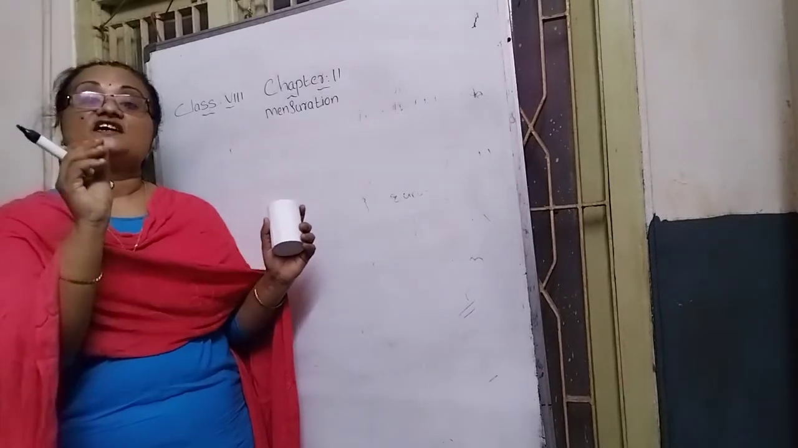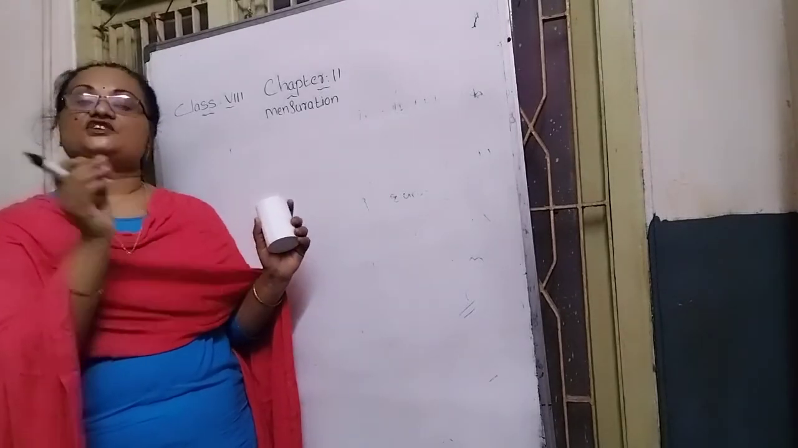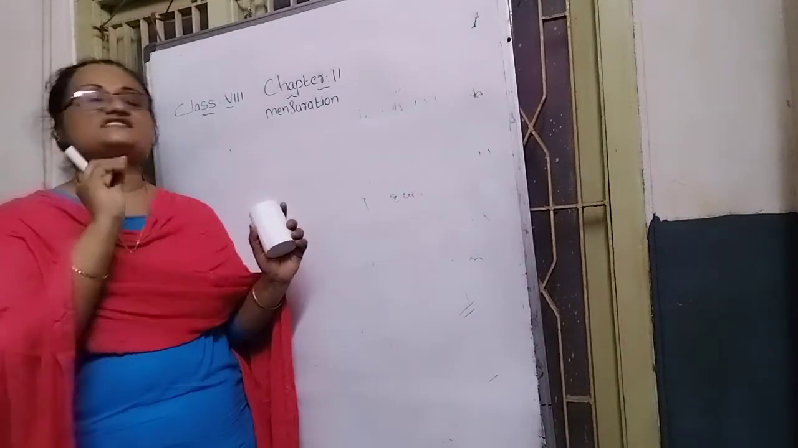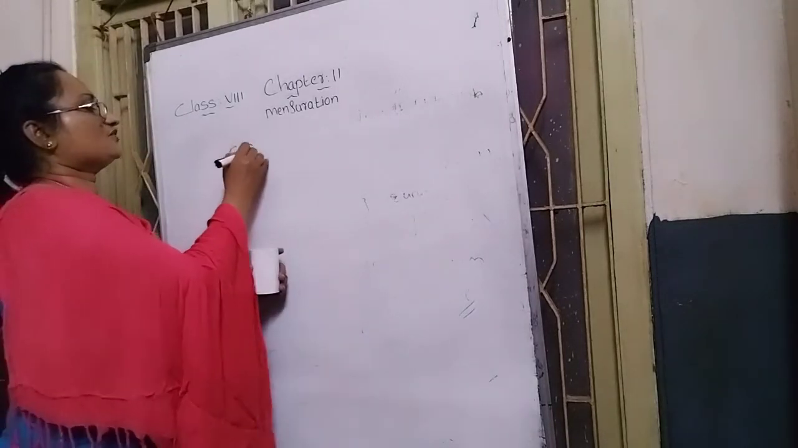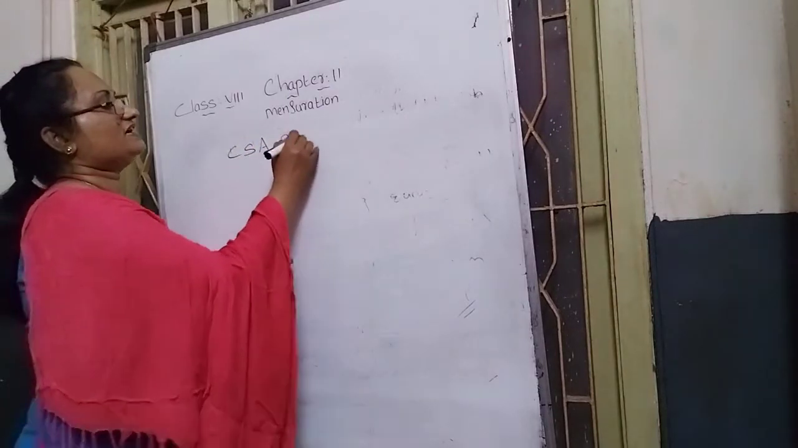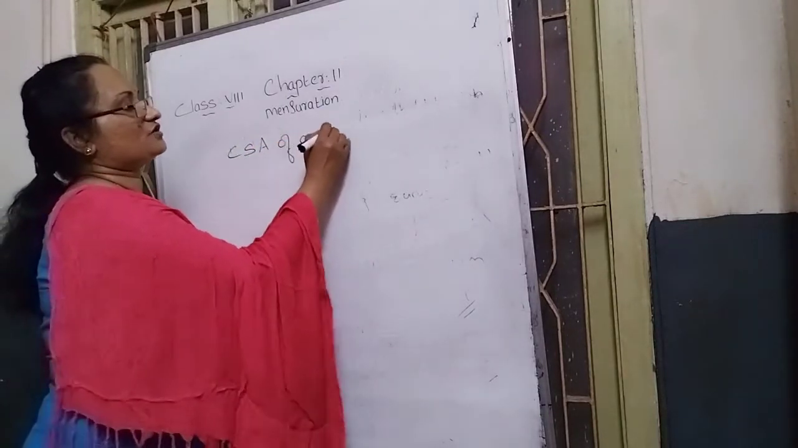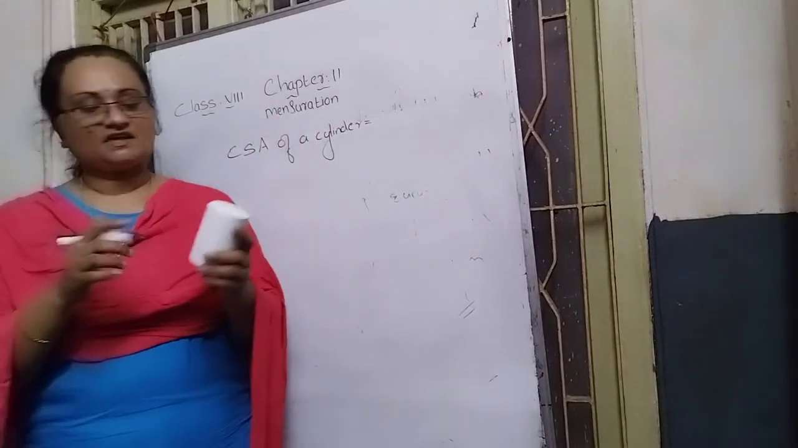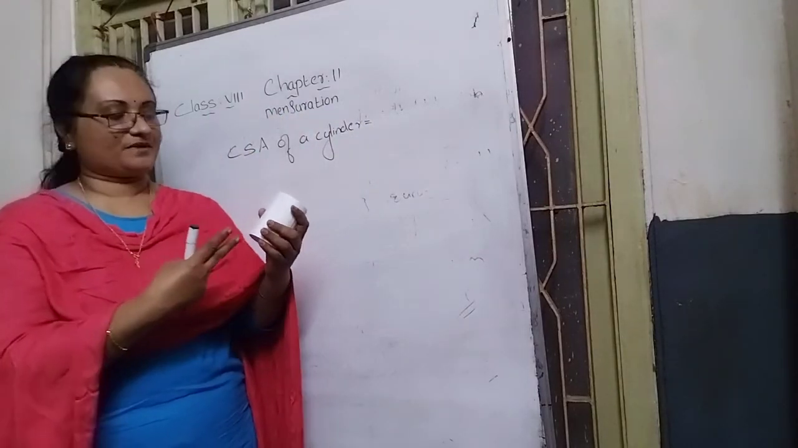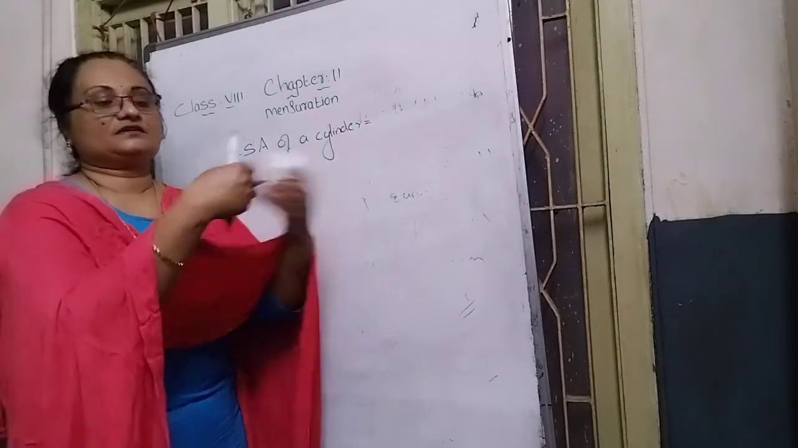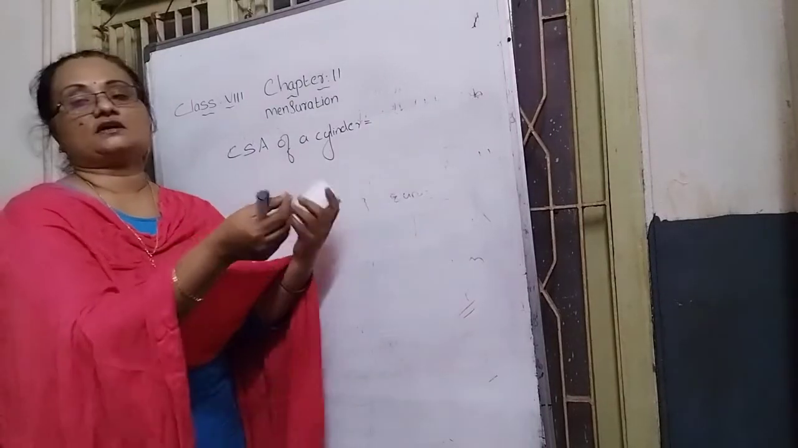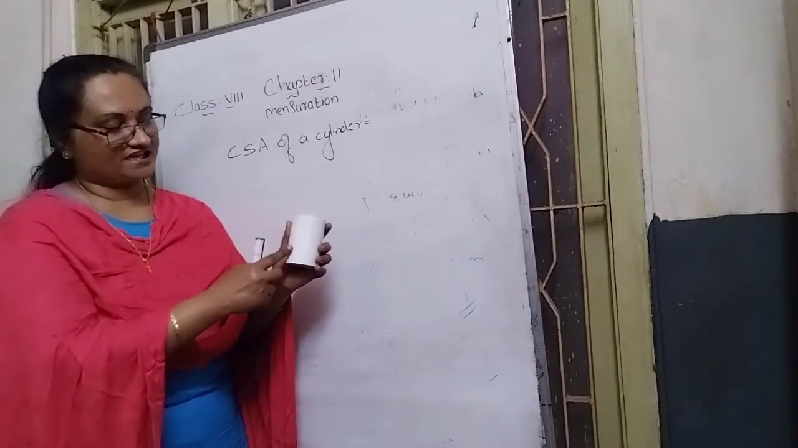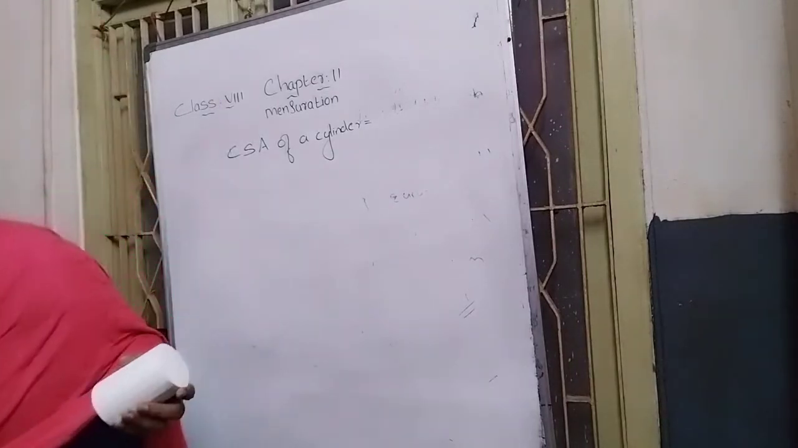That's why here we are not using LSA, we are using CSA. CSA full form is curved surface area. We want to find the CSA of a cylinder. How to find the CSA of a cylinder? First step, I cut this cylinder shape and remove the cover, straight like this.